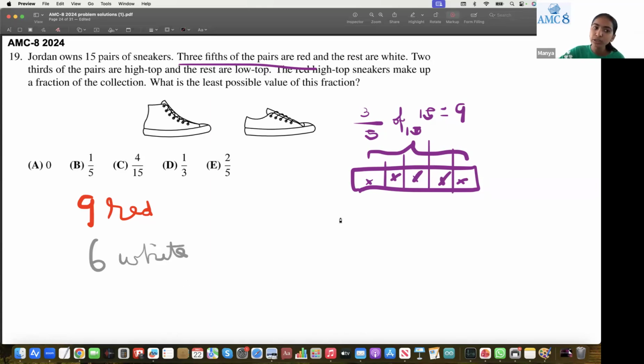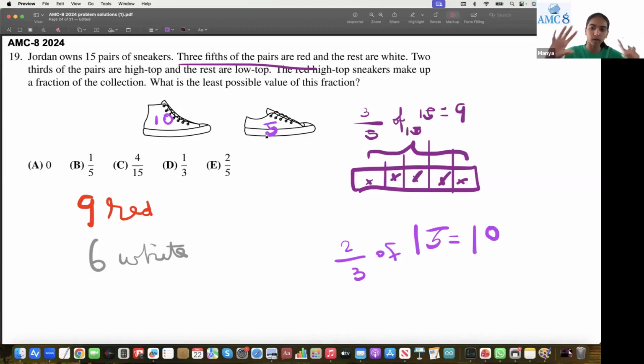And we know that 2/3 of the pairs, 2 by 3 of 15, is equal to 15 divided by 3 times 2, which is equal to 10. So 2/3 of 15 is equal to 10. So 10 must be high top, and 5 must be low top. Okay, this makes sense. And they want the red high top sneakers to make the least value of the total.